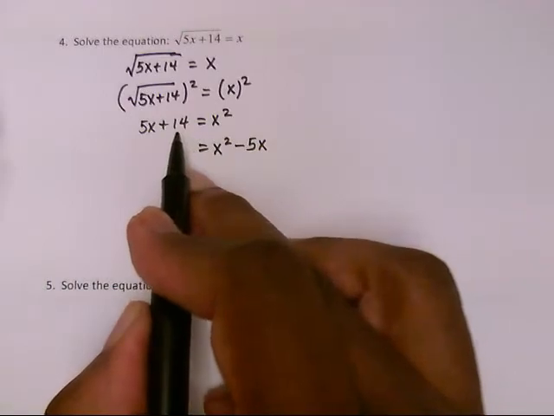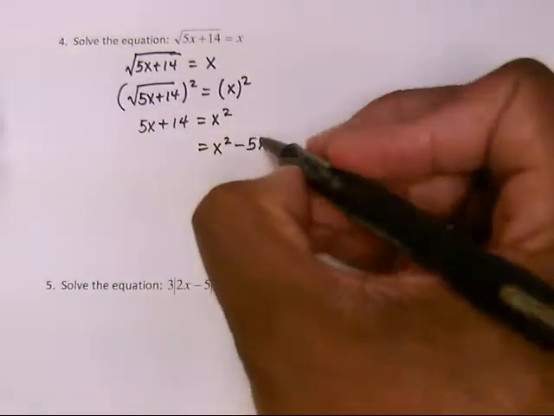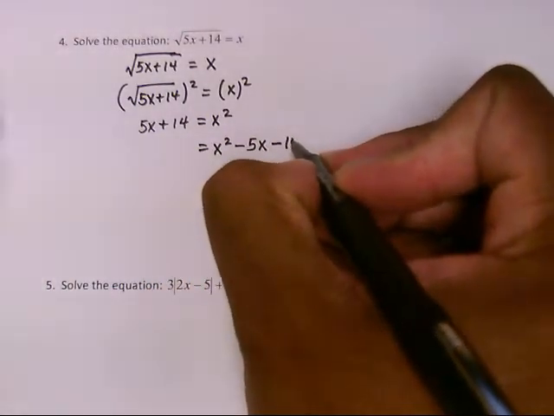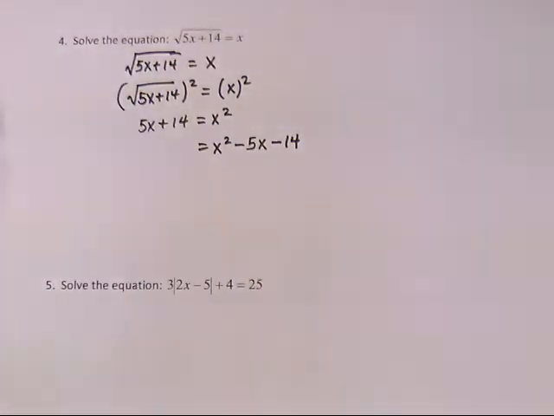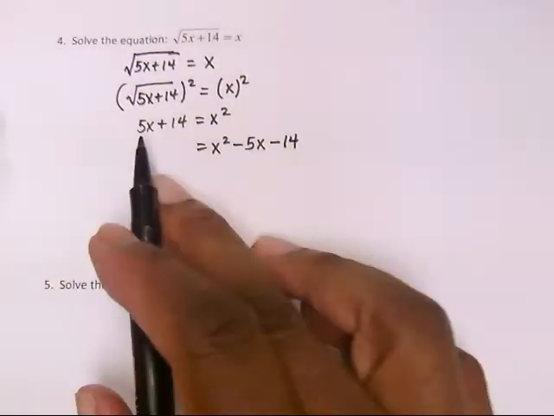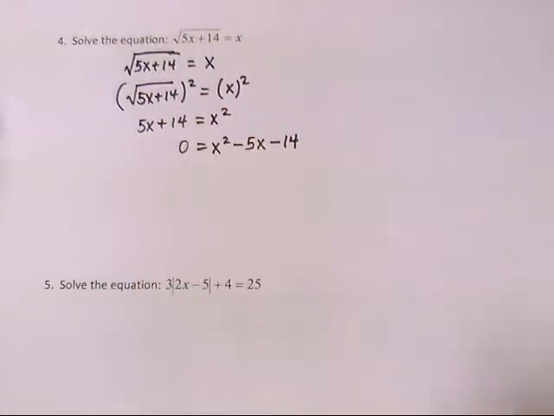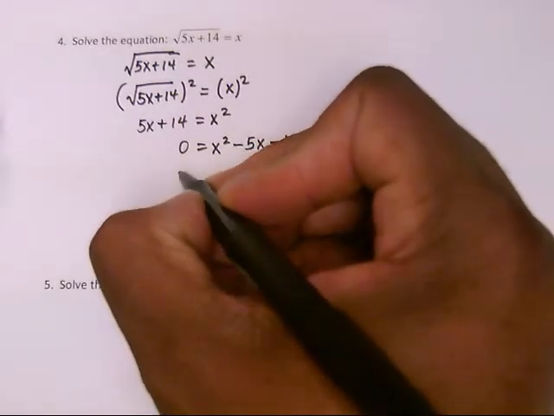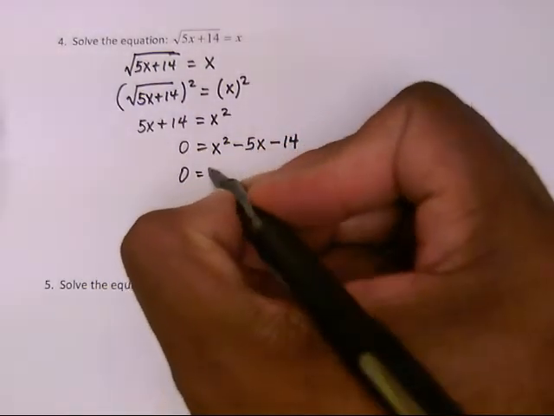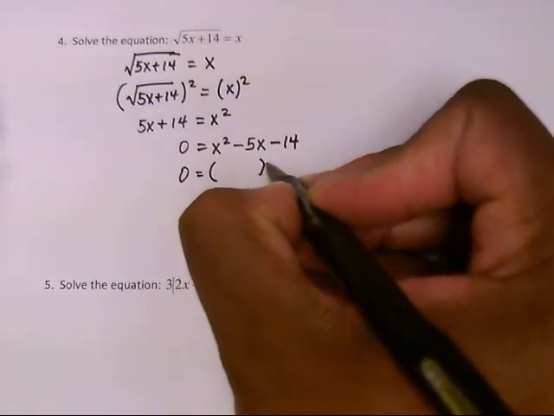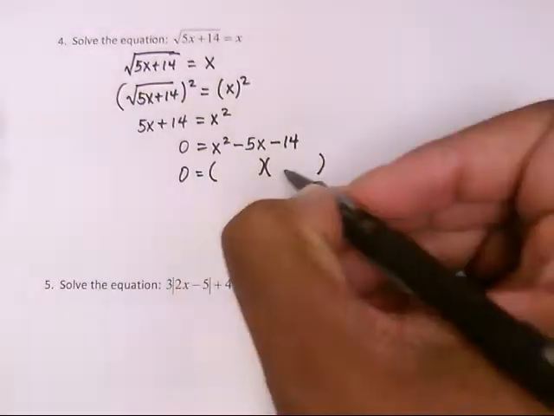And if I move the plus 14 over to the right-hand side of this equation, it will become minus 14. So what I'm doing here is subtracting 5x and subtracting 14 on both sides of this equation. And here I will get a 0 on the left side. So I get x squared minus 5x minus 14 is equal to 0. Now that x squared minus 5x minus 14, I can factor that out into two binomials here.